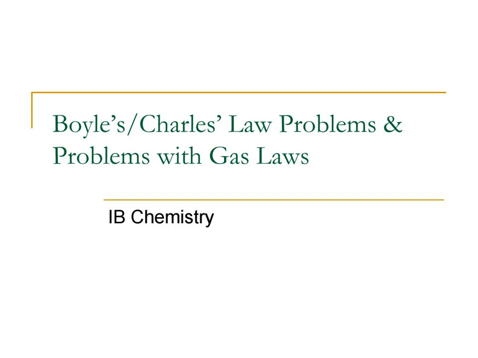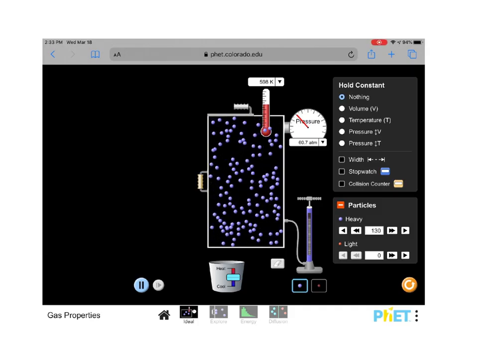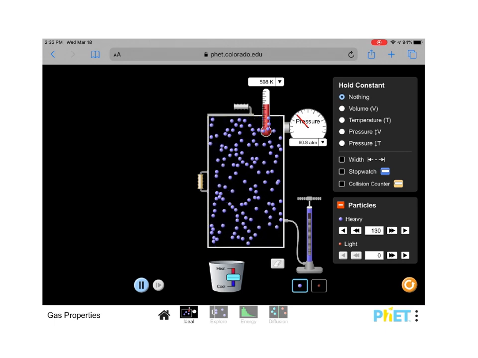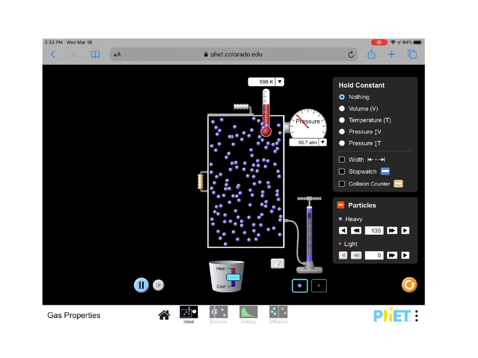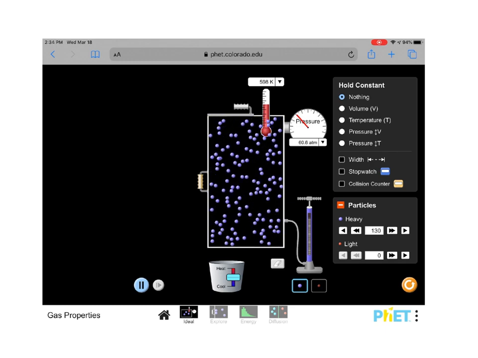This is Boyle's and Charles's law problems, and problems with gas laws. So the first gas law to look at is one where pressure and volume vary. We're going to keep the amount of gas in the container constant, and also we're going to keep the temperature constant, which is the speed.